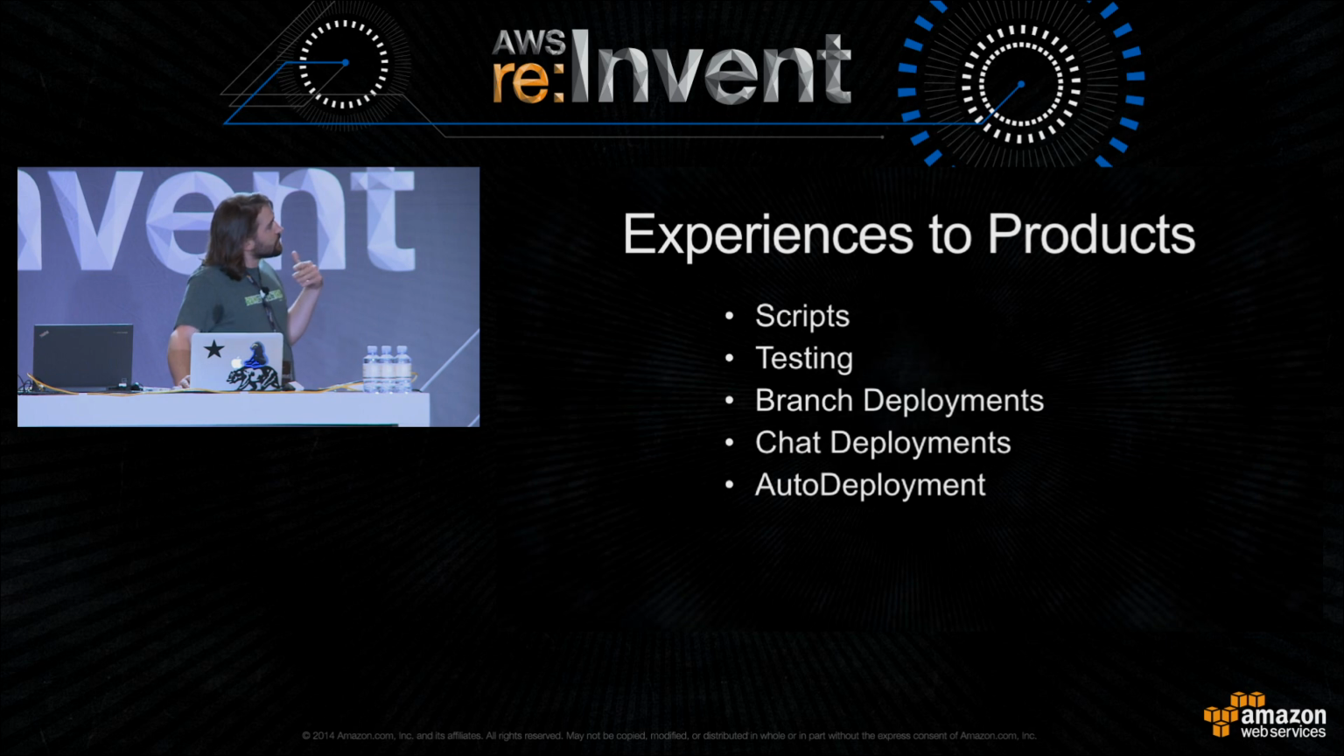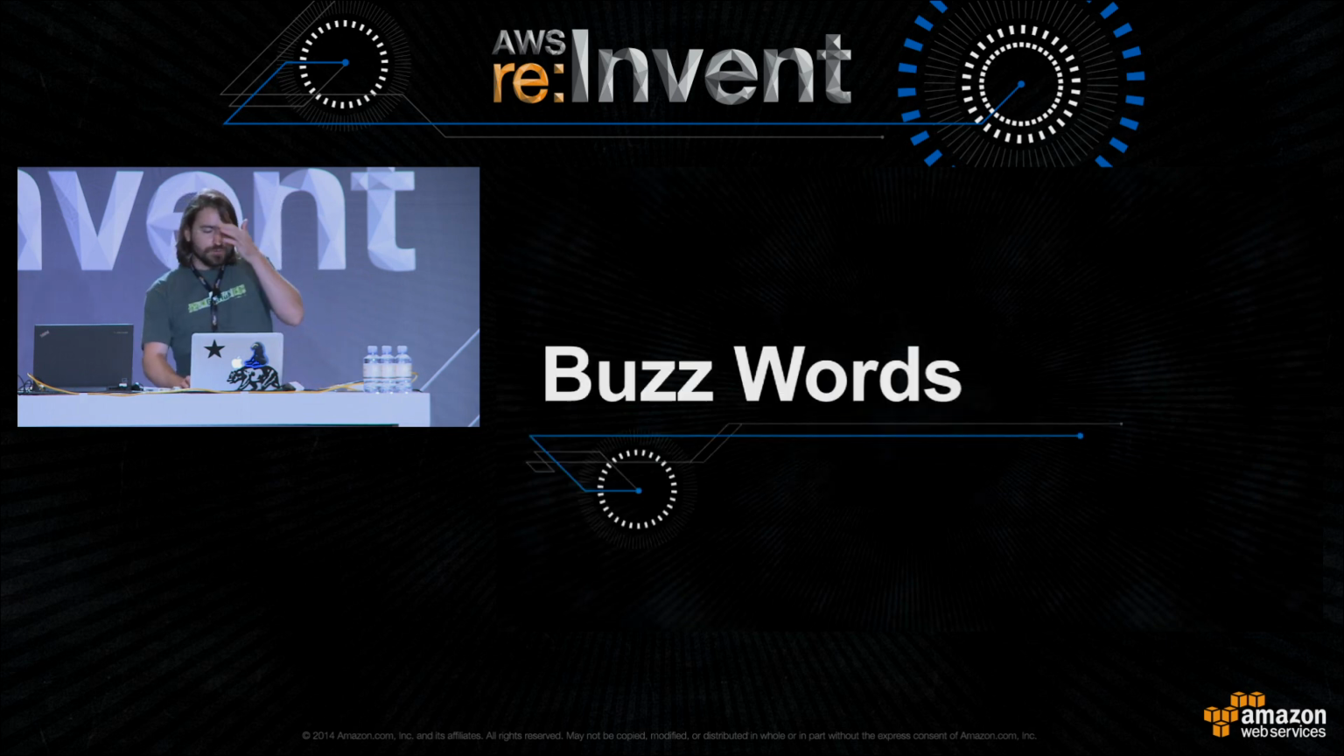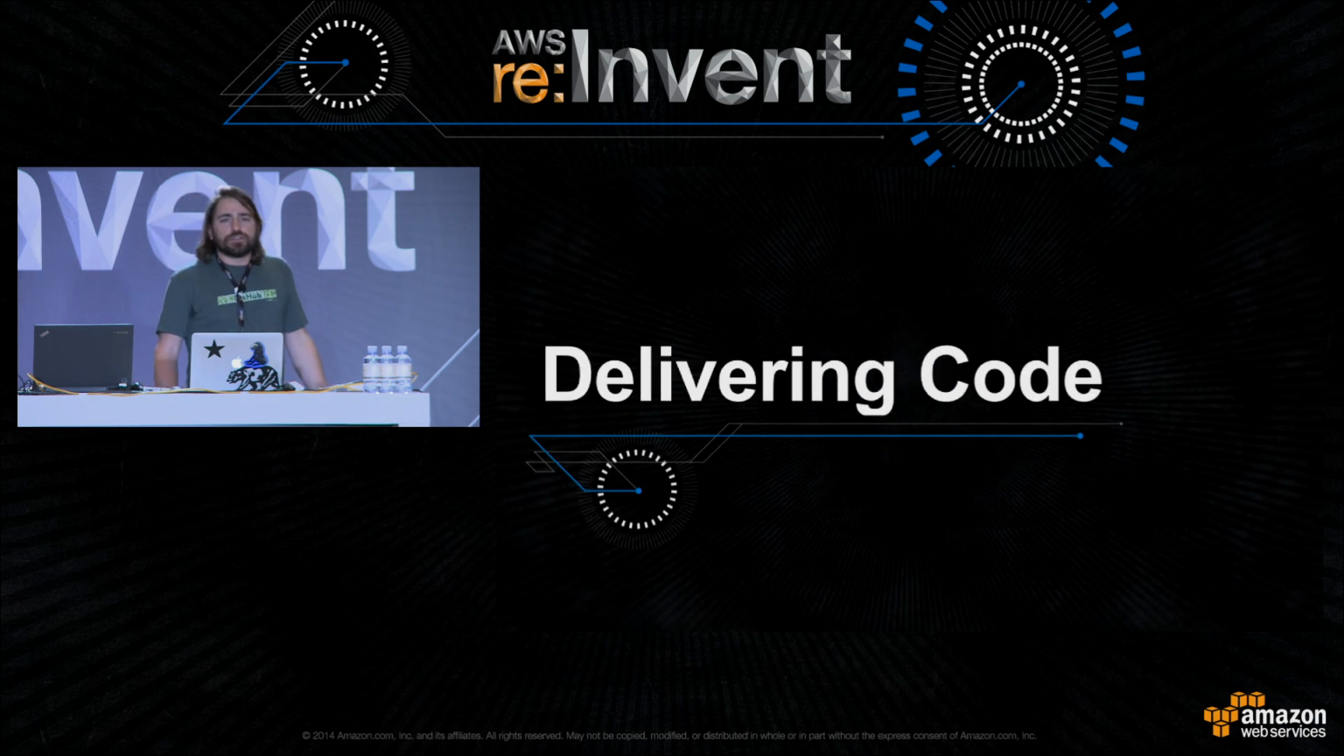I'm going to be talking about building scripting, taking advantage of testing, evaluating things in production by deploying branches, doing all of this out of chat, and then in the end, having a system that's ready to be auto-deployed. And so there's a lot of buzzwords in this area. A lot of people want to sell you something that's going to get you there faster. But the reality is we want to be able to deliver code.